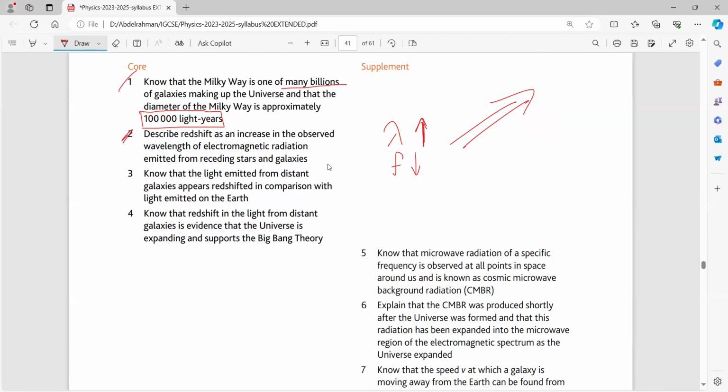They concluded that these galaxies are moving away from us, meaning that the universe is expanding, and this was evidence for the Big Bang theory. The Big Bang theory states that, well, now the universe is expanding.